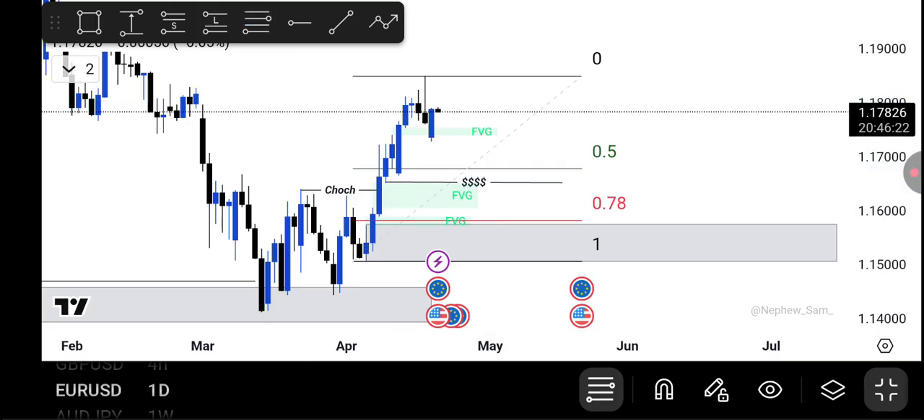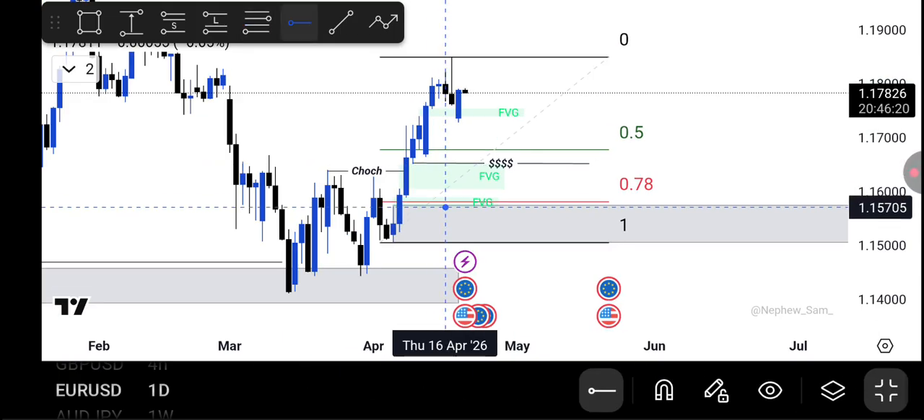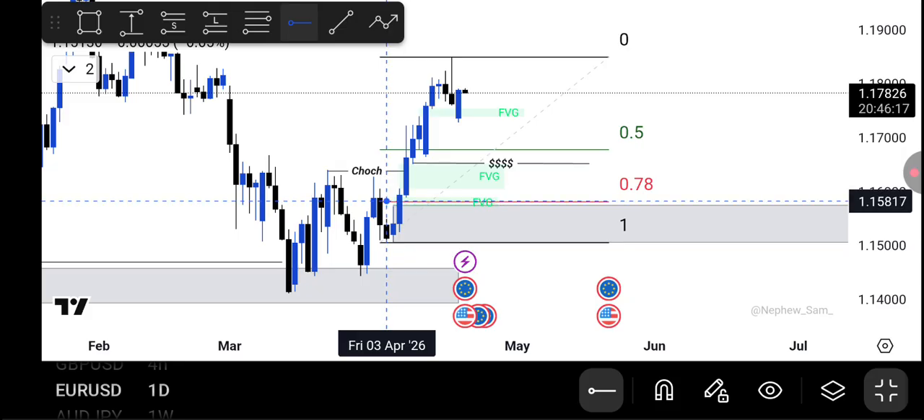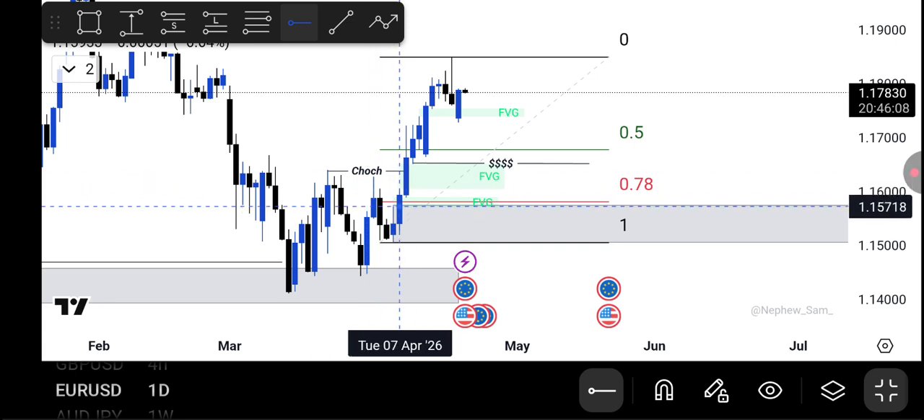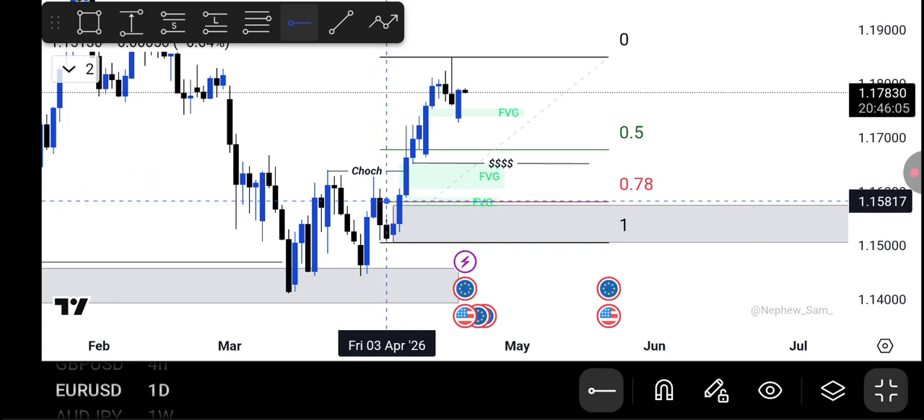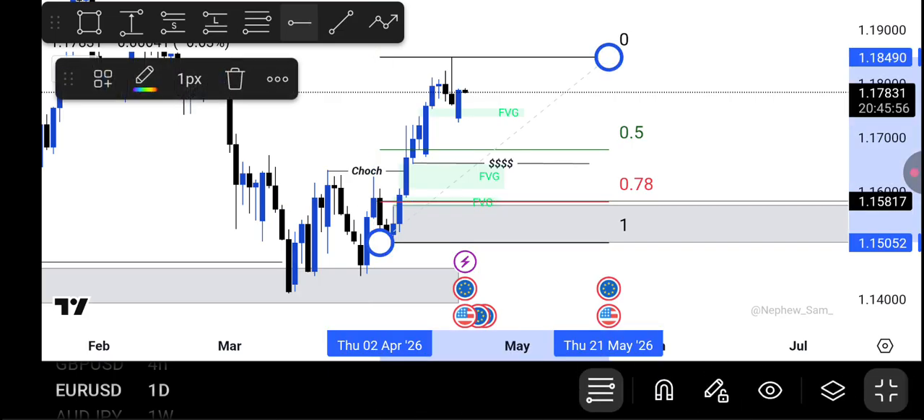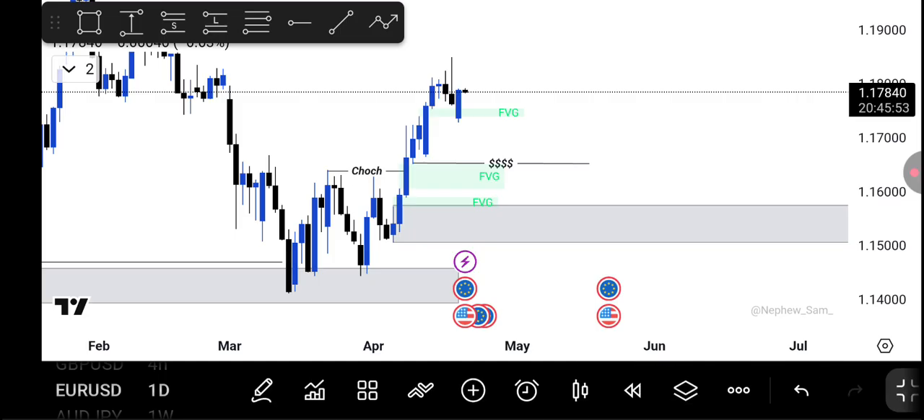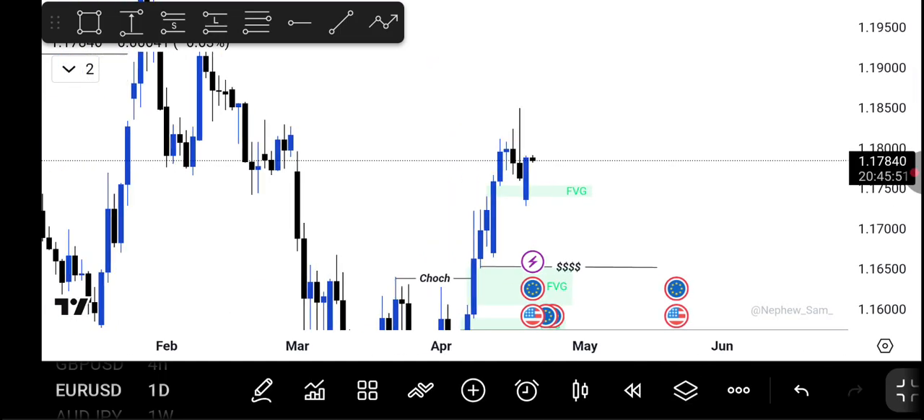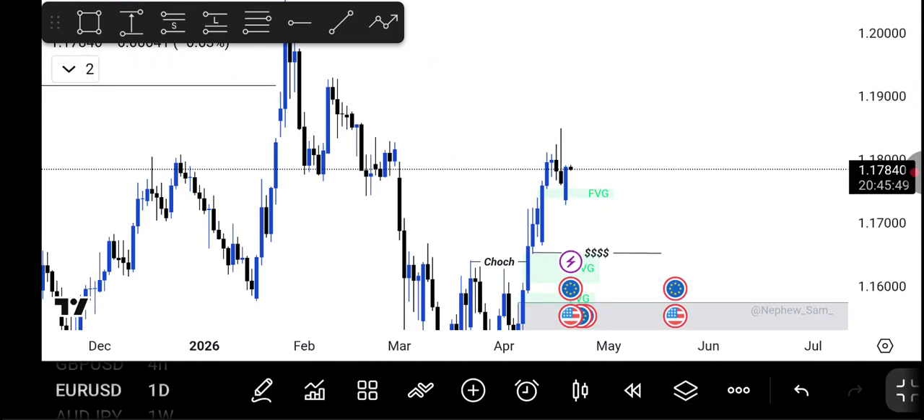So I'm still expecting EURUSD to come back to the 0.78 Fibonacci point. I'm still expecting EURUSD to come back to this area of interest, of daily time frame interest. That's where I'm expecting EURUSD to come back to. But for now, we are going to do proper analysis.